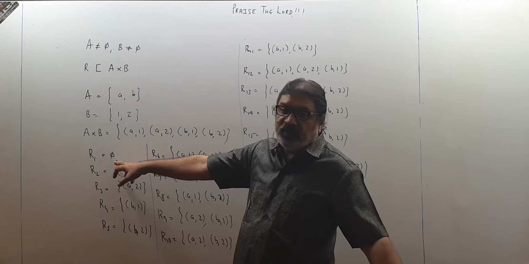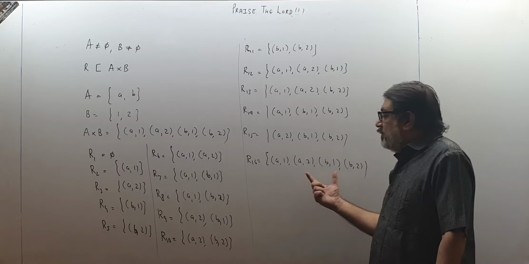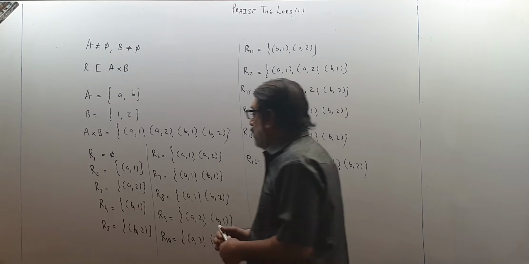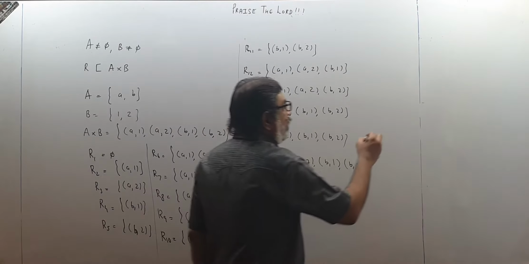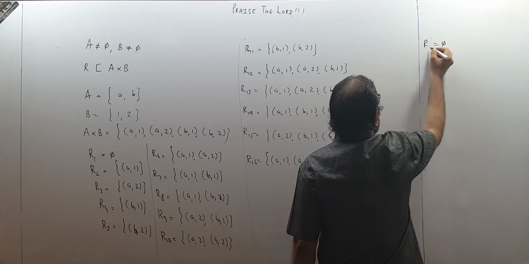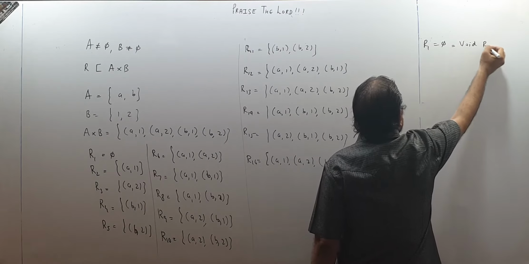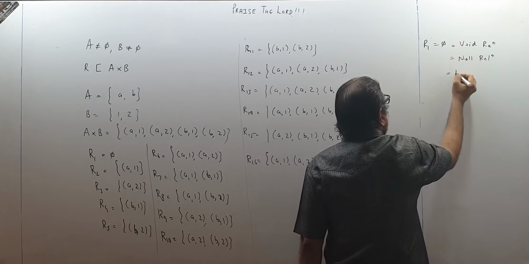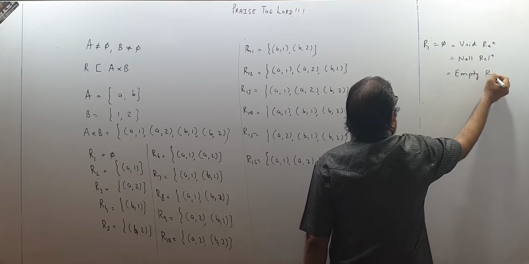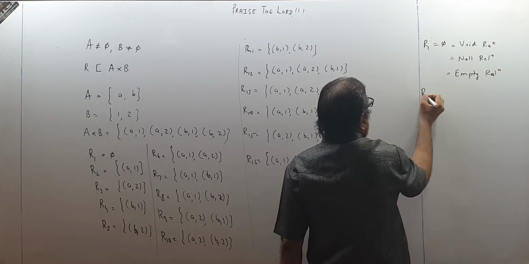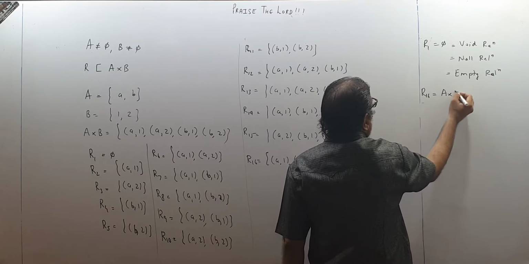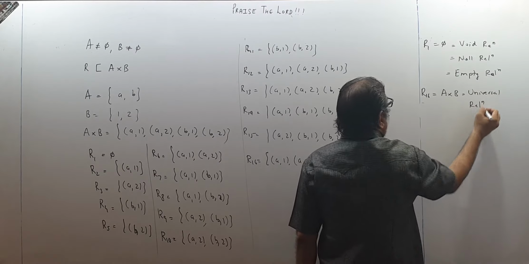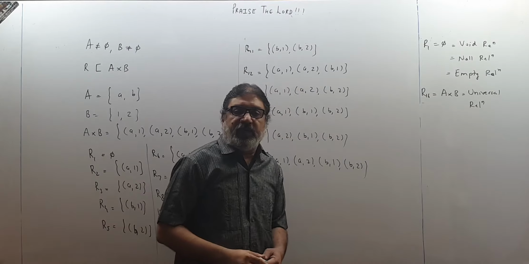This is a very special relation, it is null set, and this also is a very special relation because it is equal to A cross B. So children, please remember this special relation null set, R equal to null set. This is a void relation or null relation or empty relation. Then R16 is equal to A cross B. That is universal relation. That means when you pick up full A cross B, it becomes a universal relation.